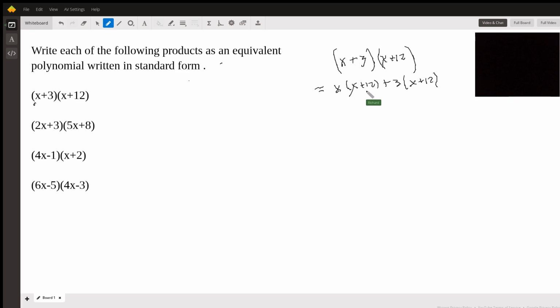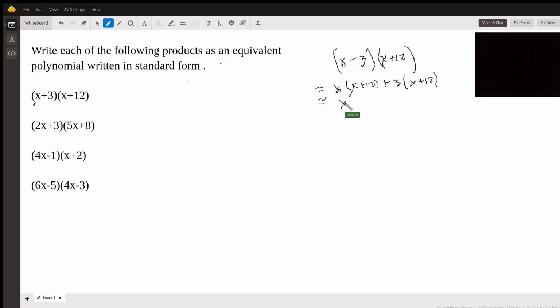This is a technique that you're going to use later in algebra. It's a little bit more sophisticated, but it's very useful. So we take this first term and distribute it against everything in the bracket. And then we take the 3 and distribute that against everything in the bracket. So let's go ahead and do this.